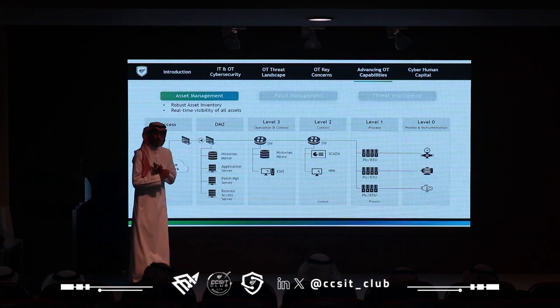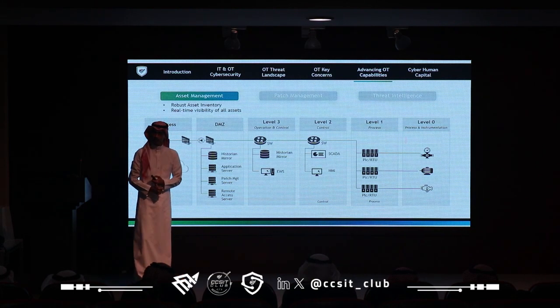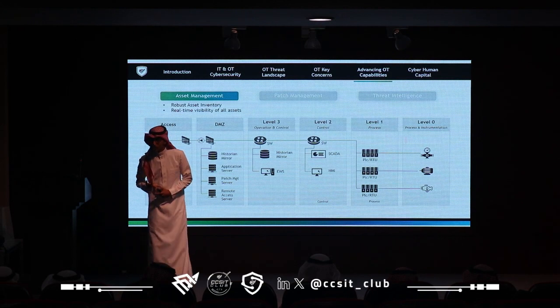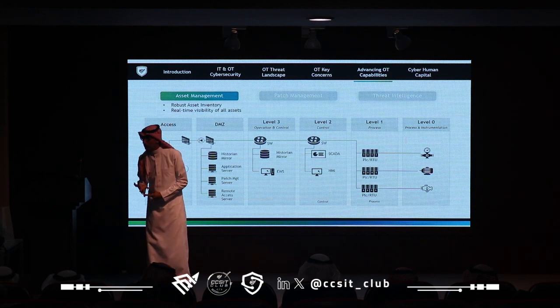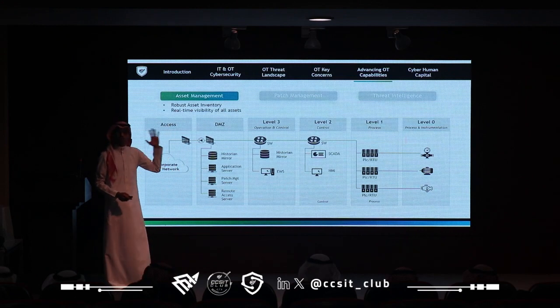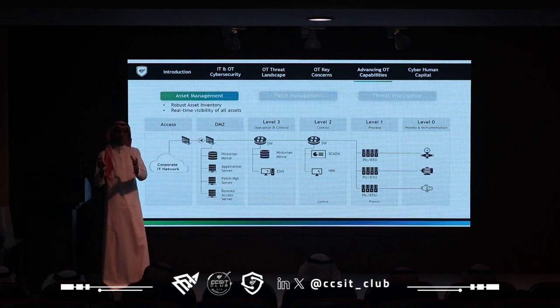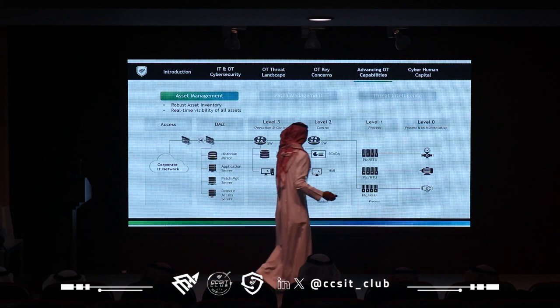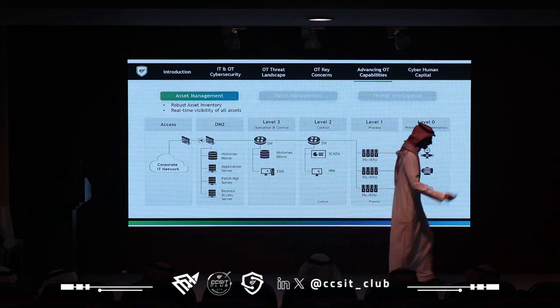I need to know, do I have a SolarWinds solution? If I do, is it the vulnerable version? Where is it located? How is it going to impact my safety? How is it going to impact my operation? So asset management is extremely important. And this is very green field for you, our young talents, to tell us more about where we can have solutions to ensure having this robust asset inventory.